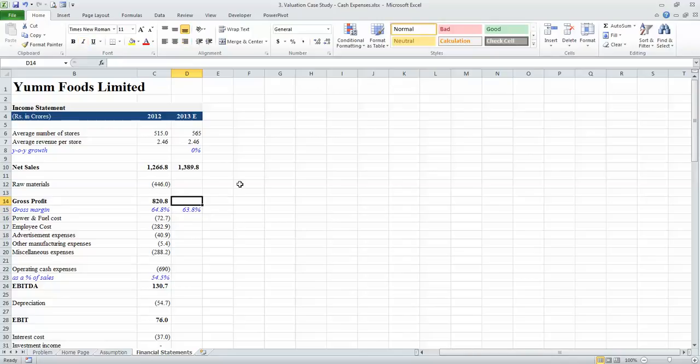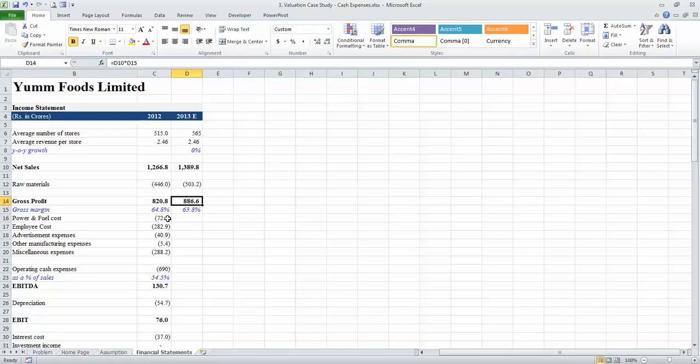We know that gross margin is gross profit divided by sales. So if gross margin is 63.8%, gross profit is going to be sales multiplied by the gross margin, which is 886.6, and that means raw material cost would be gross profit minus the sales, which is a negative 503.2. We have modeled raw material cost to arrive at gross profit. Now let's focus on the rest of the cash expenses.